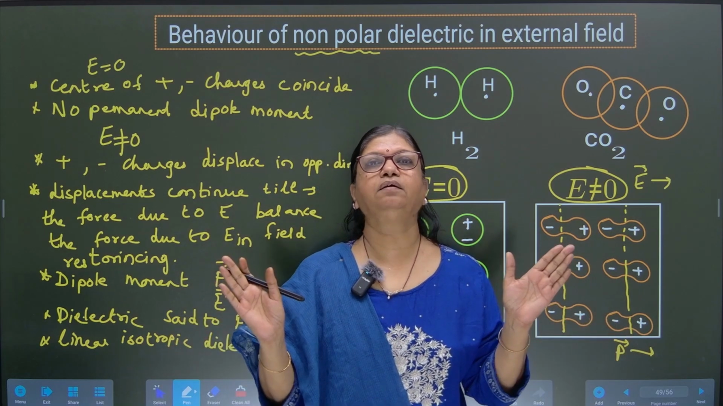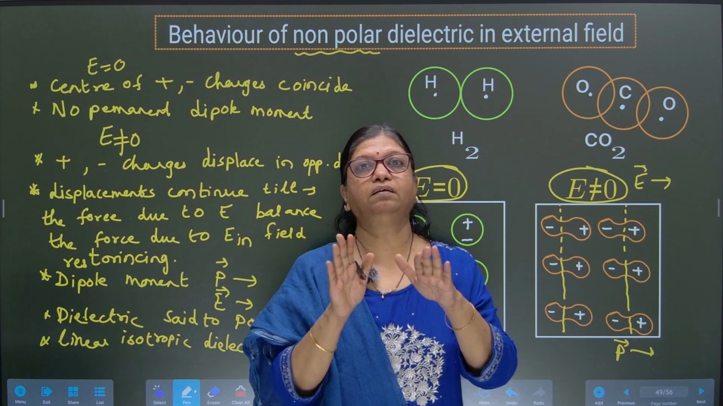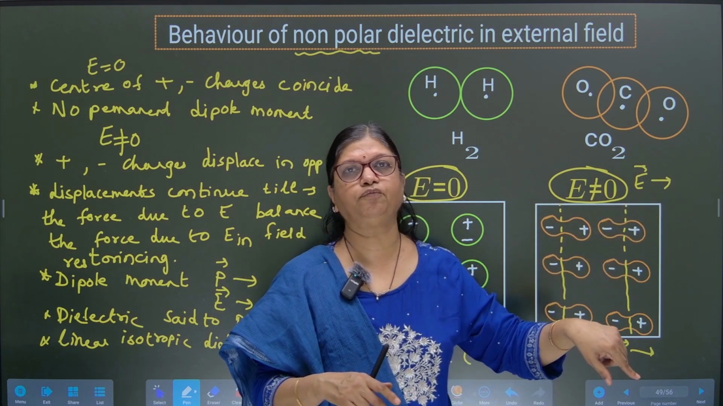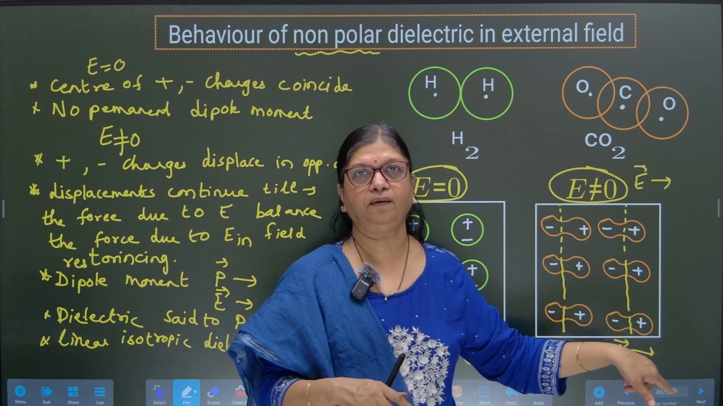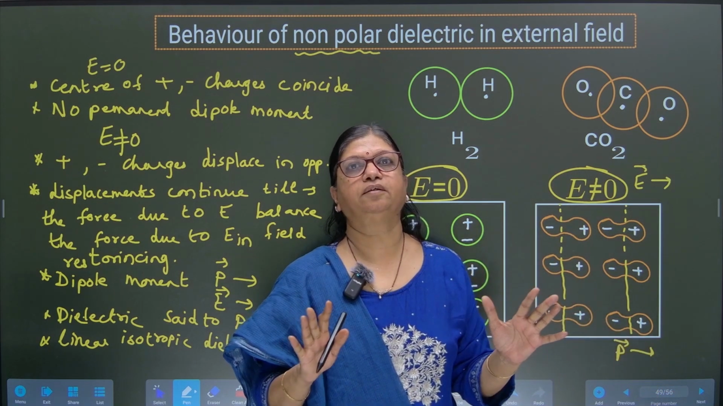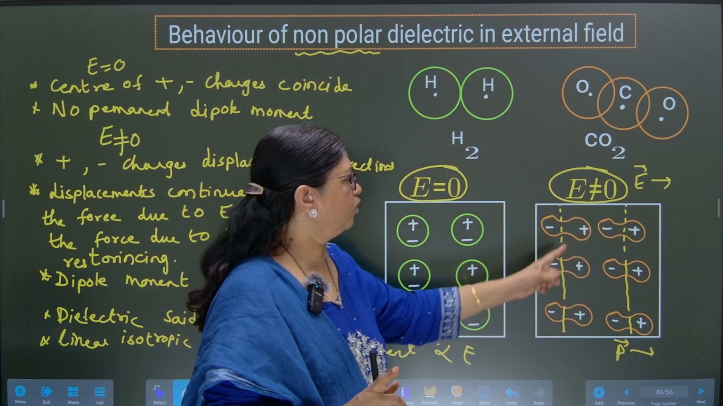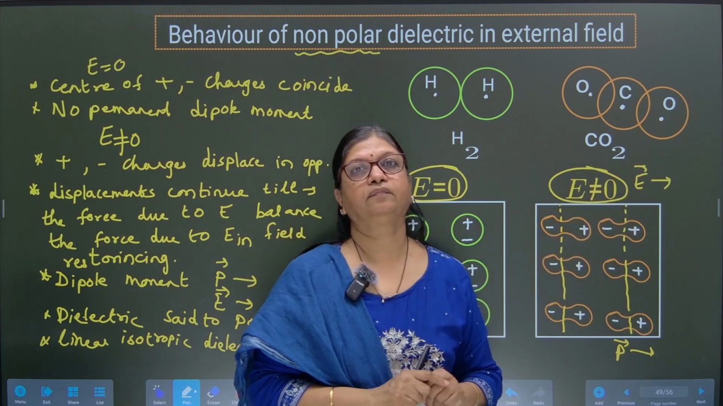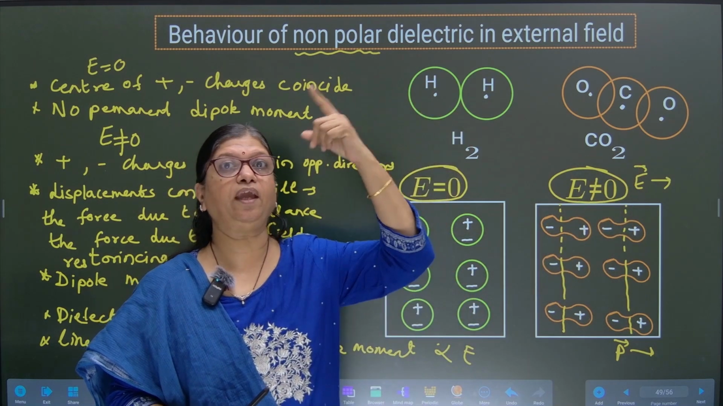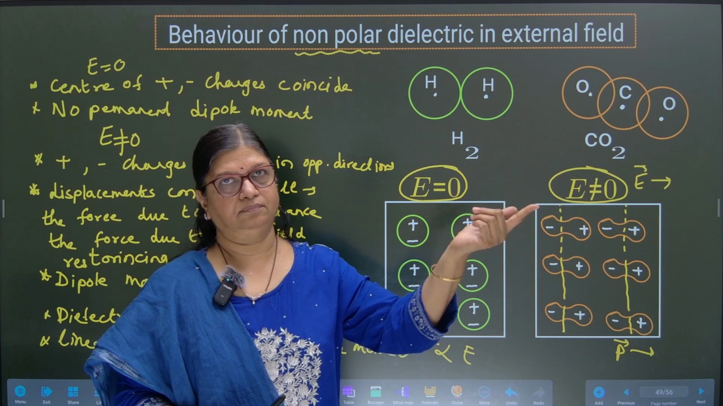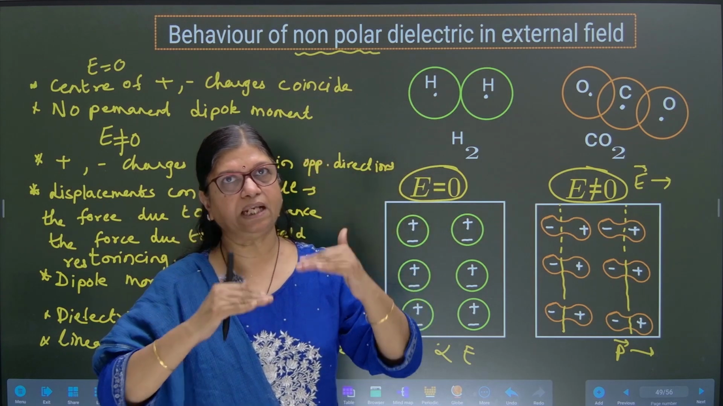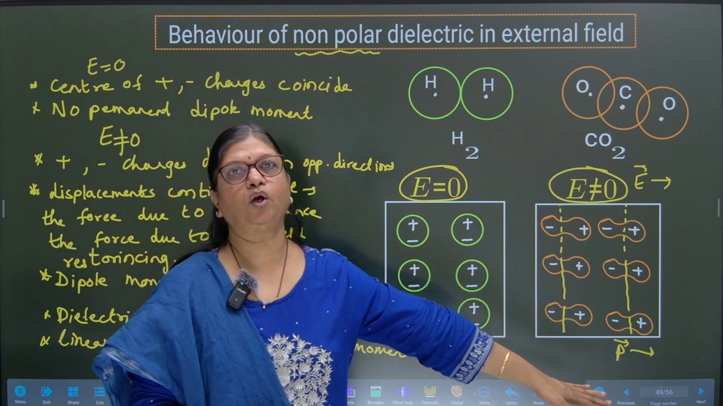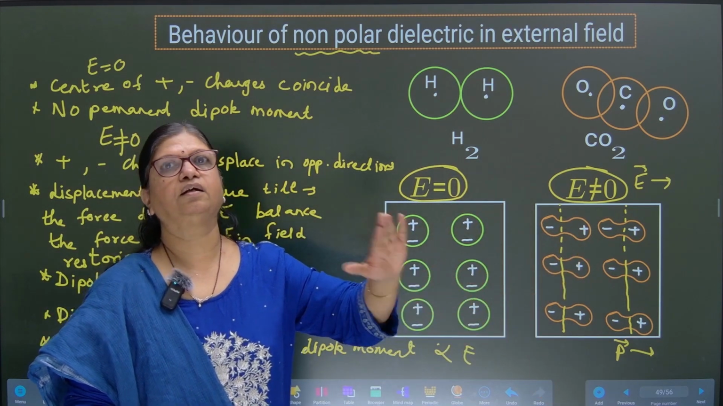This displacement will continue till the external force due to this electric field and the internal force due to the internal electric field balance each other, and finally dipoles are formed with a direction same as that of the electric field which we gave from outside. Fine? Okay? This, like a story, it should flow in your mind. Okay? And such a type of dielectric is called a linear isotropic dielectric.